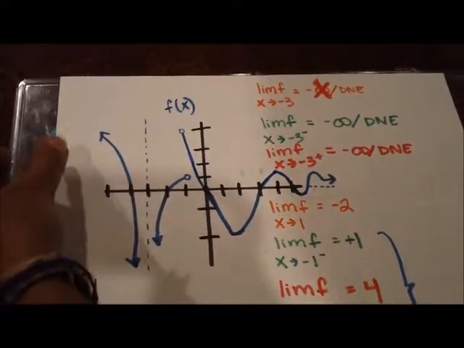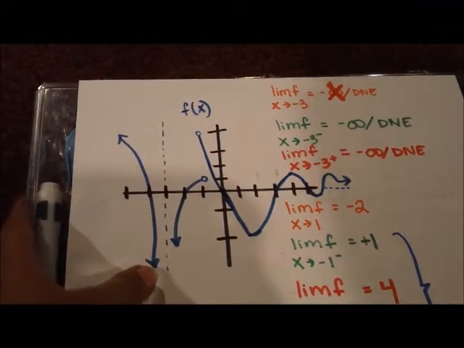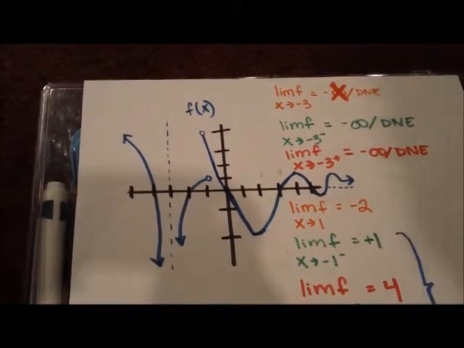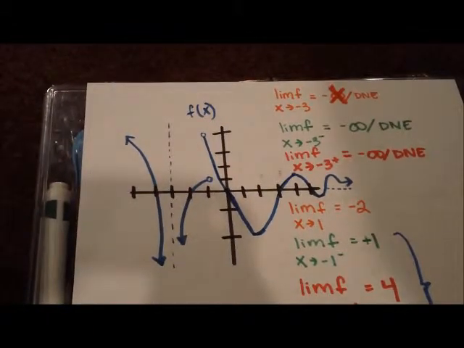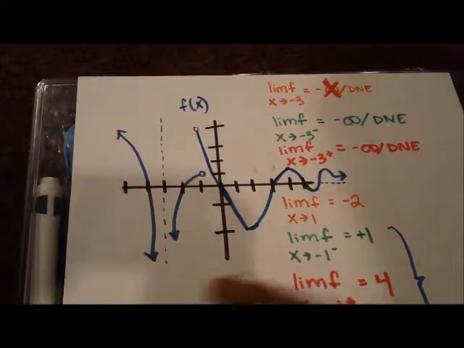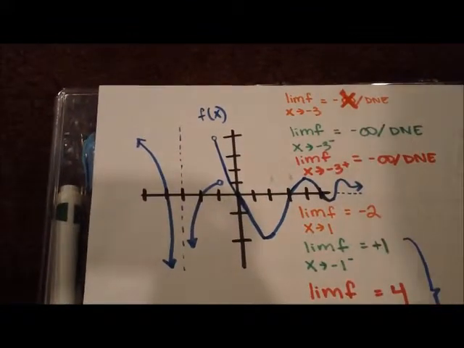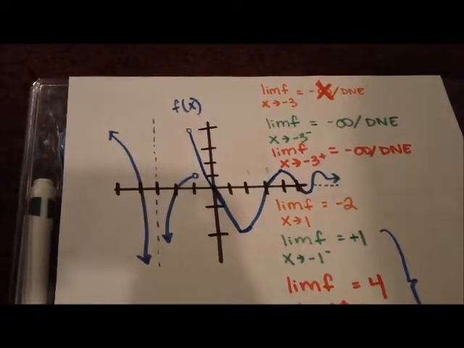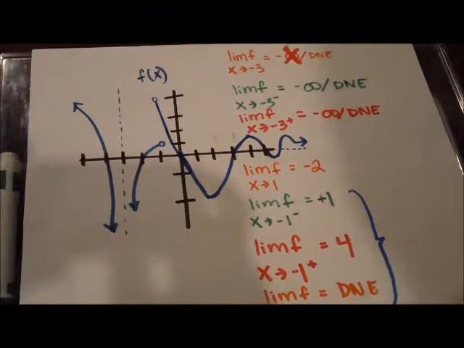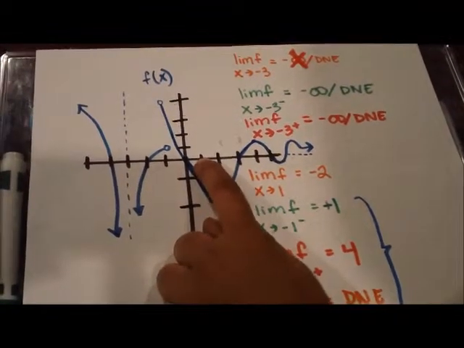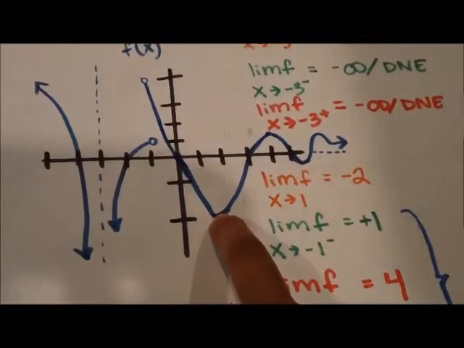If this function approaches negative 3 from the left, as we can see, it goes down, which means that the limit is negative infinity or does not exist. As the function approaches negative 3 from the right, it also goes down, which once again means that the limit is negative infinity or does not exist. As the function approaches 1, right here, we can see that the y value approaches negative 2 from both directions.